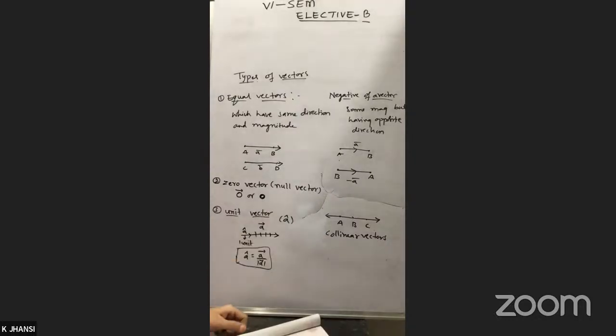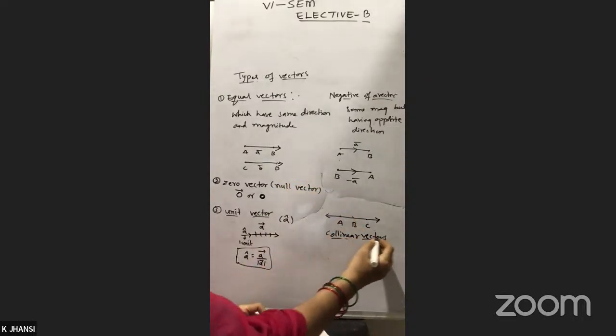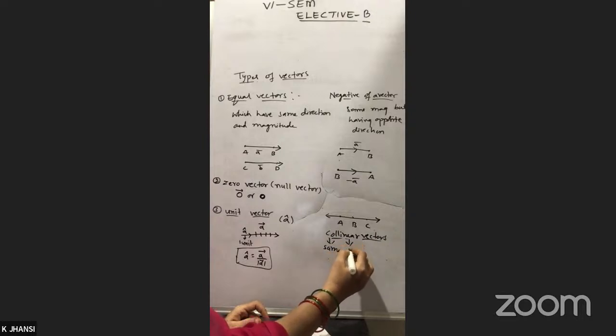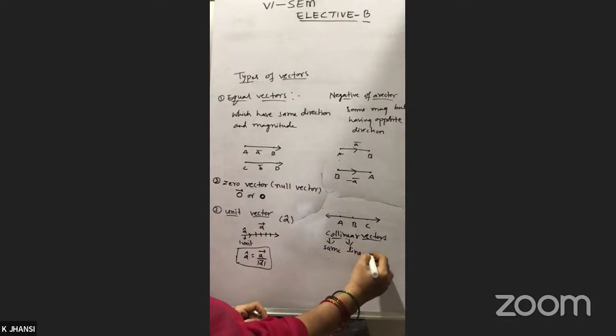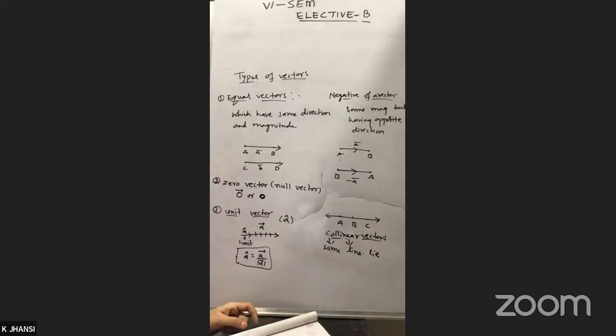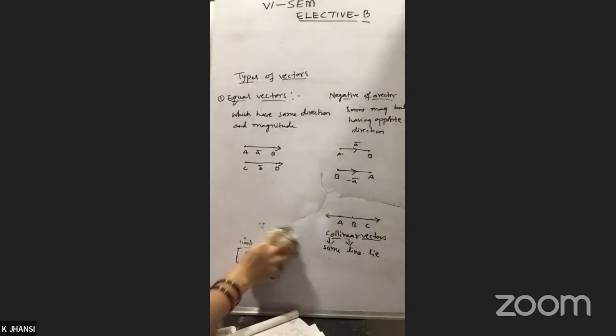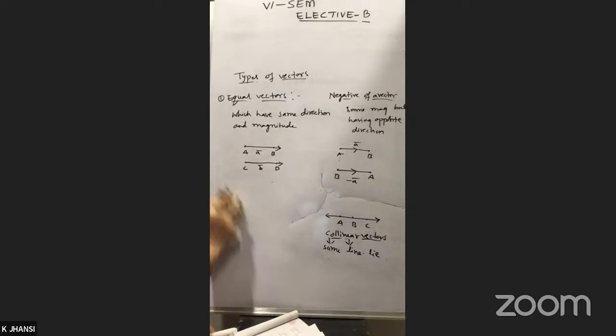Collinear vectors means they lie on the same line. Co means same, linear means line: same line. If the vectors lie on the same line, then we call them collinear vectors. Next, another one is coplanar vectors. On this also, you will have 5-mark problems. It will be asked in Section A: show that the vectors are collinear or show that the vectors are coplanar.